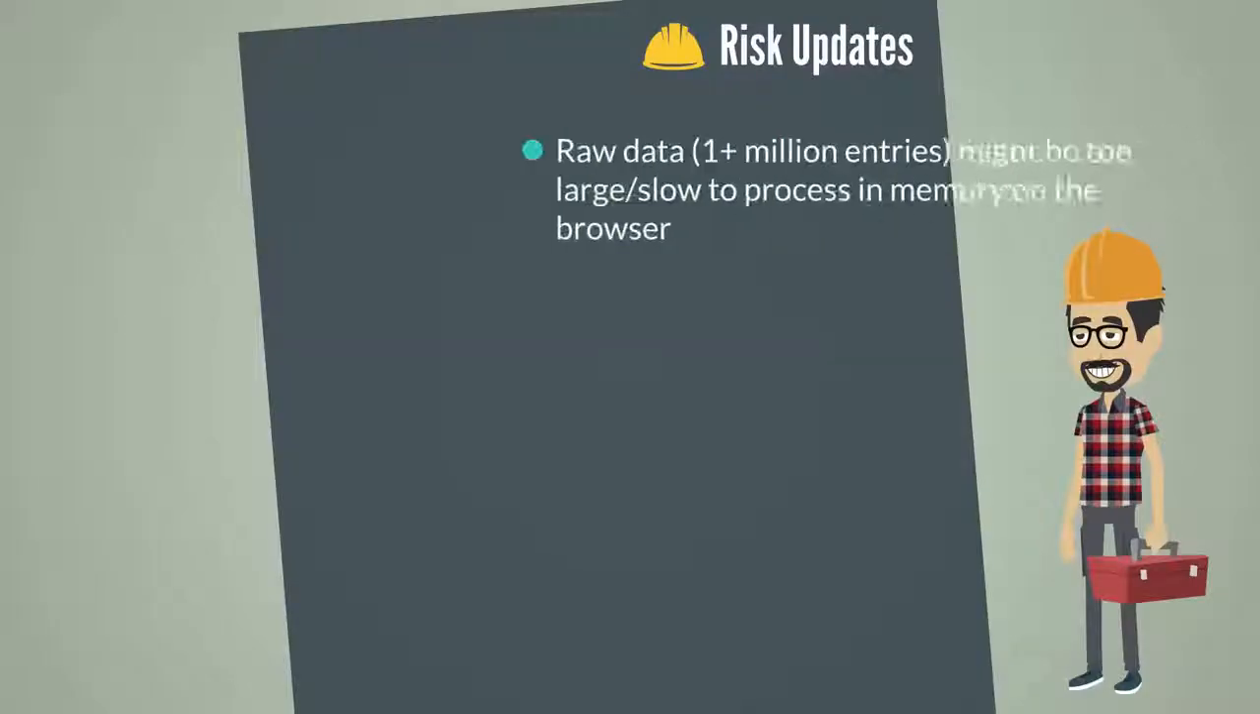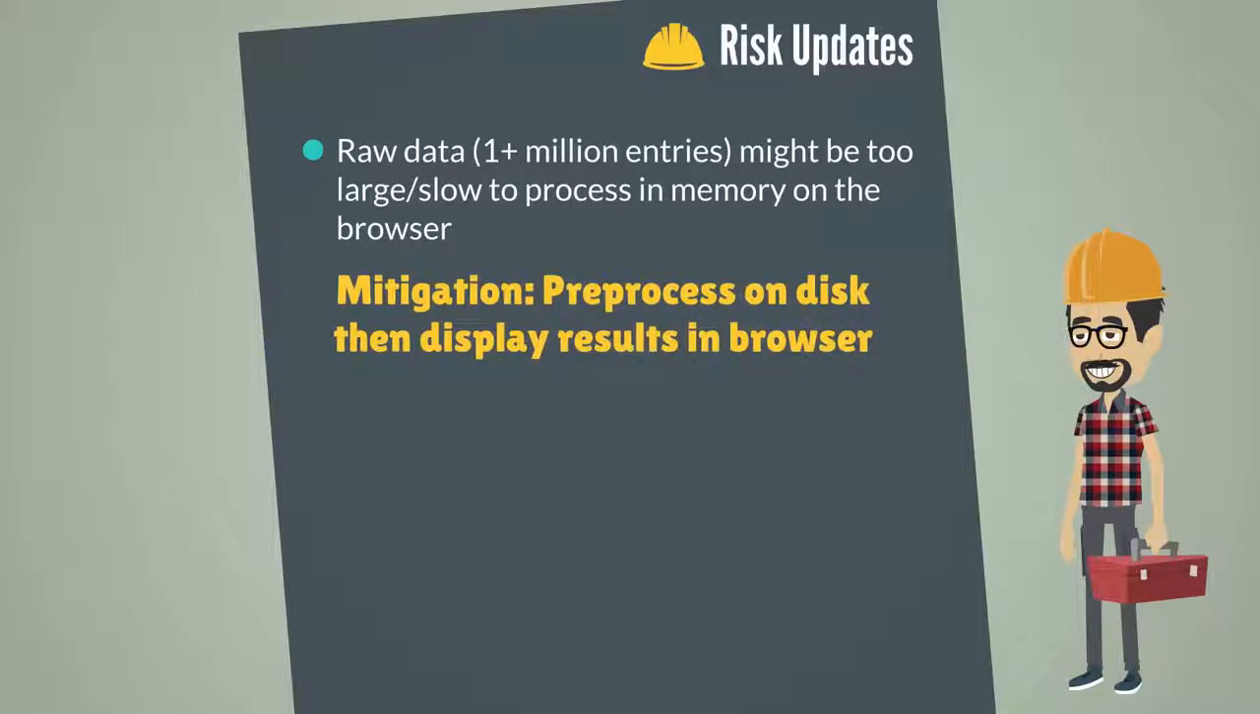As for risk updates, so far we did encounter our first risk we expected, which was the raw data being too large to load in memory in the browser. It took more than 10 seconds to load the data in the browser, through which it was actually hanging. To mitigate this, we reduced the data on disk using the reduction method explained previously, and as a result we can plot the final preprocessed data fast on the browser.